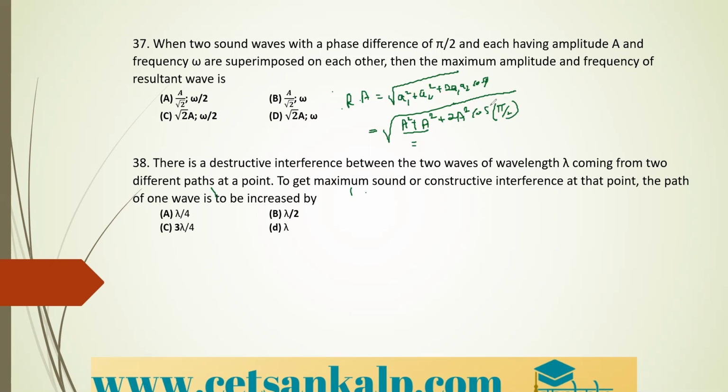So cos pi by 2 is how much? It is 0. Therefore, this entire term becomes 0 here. That is A square plus A square. So A square plus A square is what? Root of 2A square. That is nothing but root 2 into A. That is, option D is the correct option, root 2 A and omega, because the frequency is remaining constant.